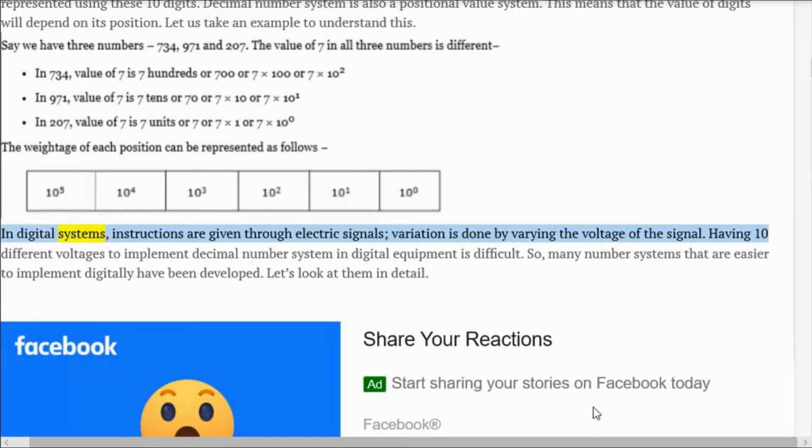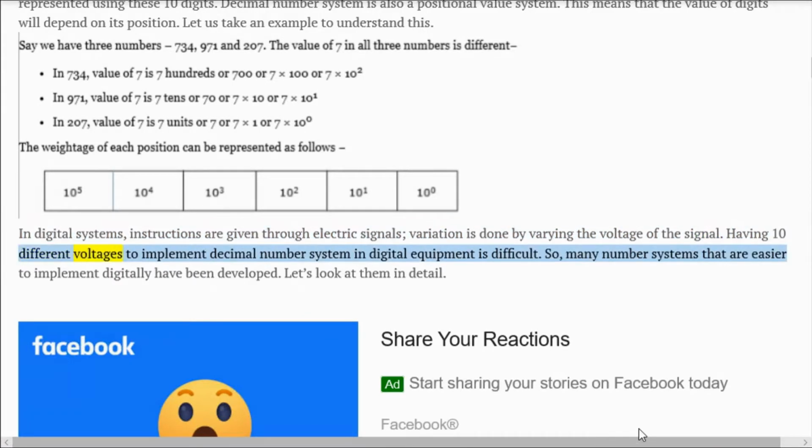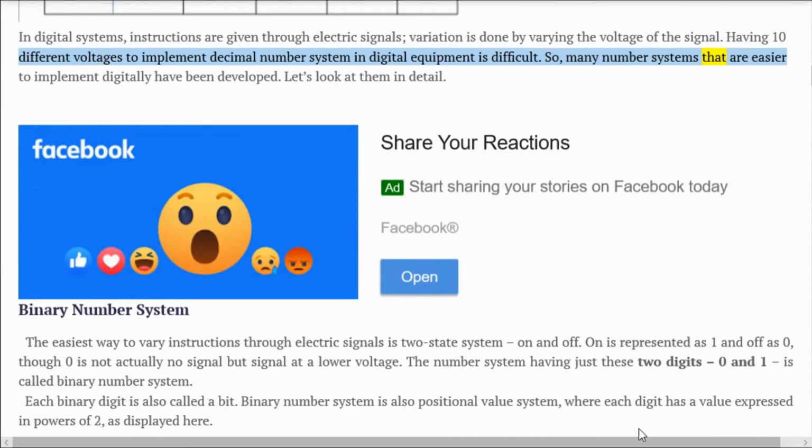In digital systems, instructions are given through electric signals. Variation is done by varying the voltage of the signal. Having 10 different voltages to implement decimal number system in digital equipment is difficult. So, many number systems that are easier to implement digitally have been developed. Let's look at them in detail.